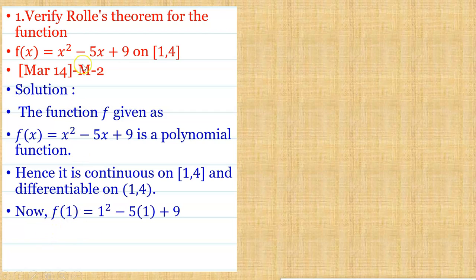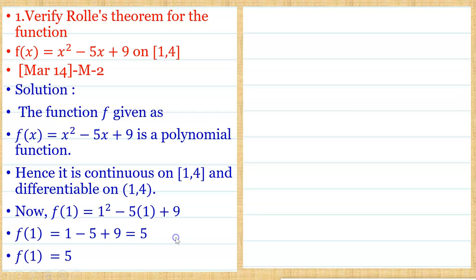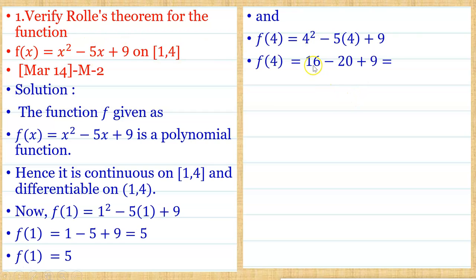Now, f of 1. We'll find out the value. f of 1 means what? x is replaced by 1 करणार. 1 square minus 5 into 1 plus 9. Okay, तर म्हणणार आपल्याला f of 1 is equals to 1 minus 5 plus 9. And overall, you will get that is equals to 5. Okay, now the next value f of 4 बघणार आपण. That is x is replaced by 4: 4 square minus 5 into 4 plus 9. And what is it? It's 16 minus 20 plus 9. And overall again it is 5.